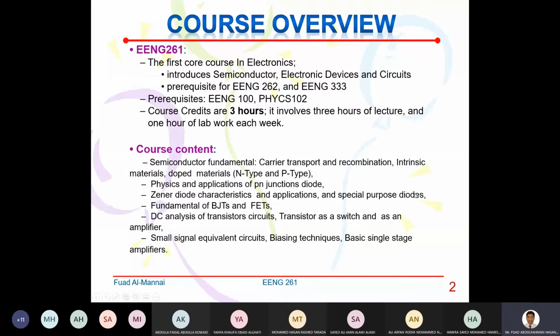And we're going to look at special purpose diodes, and then the fundamentals of the BJT, which is the bipolar junction transistor. We're going to look at the DC analysis of the transistor, and then the AC analysis, which we call the small signal circuit for the BJT. And we'll do the same for the field effect transistor, better known as FETs. We'll look at the DC and the AC. Of course, we're going to solve a lot of problems and examples.